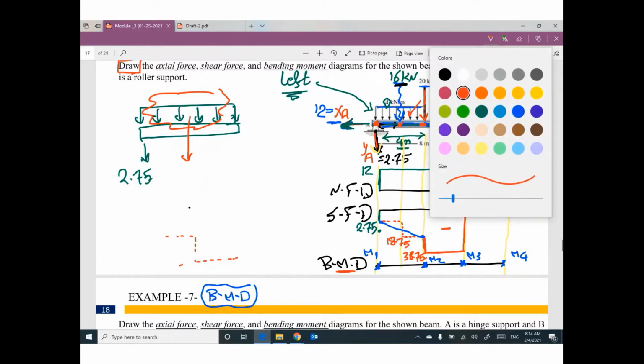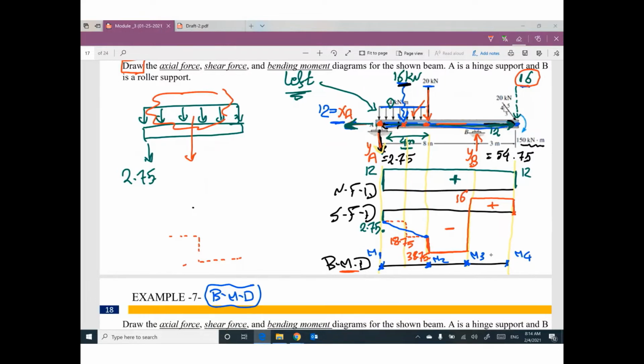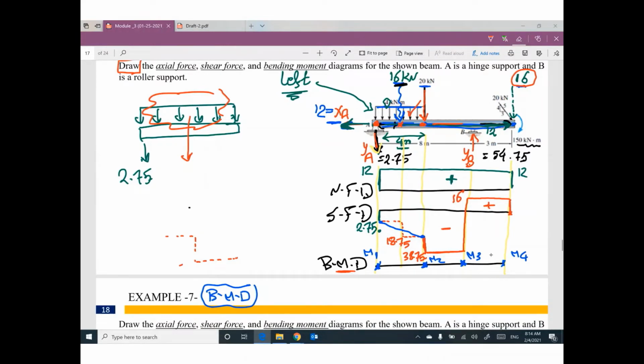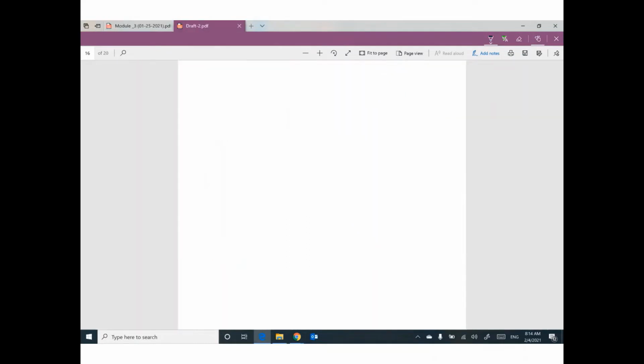Anybody, can you remind me what is the bending moment value at the beginning? What is the moment? What is the value of M1? Do you remember last meeting? We have three cases or four cases: free end, hinge support, roller support, or fixed support.